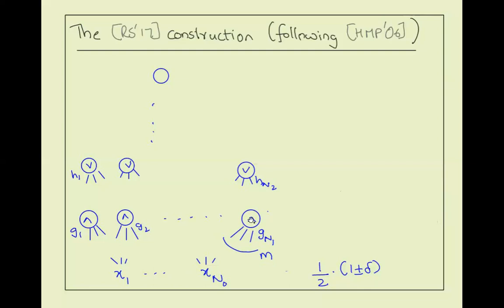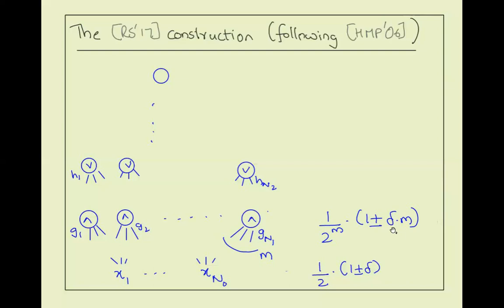Which means that each AND gate is set to 1 with probability roughly 1 over 2 to the M, times a factor that depends on the exact bias of the underlying variables. A simple calculation shows that it's 1 over 2 to the M times 1 plus or minus delta times M. So it's not 1 plus or minus delta, but more like 1 plus or minus delta times M.